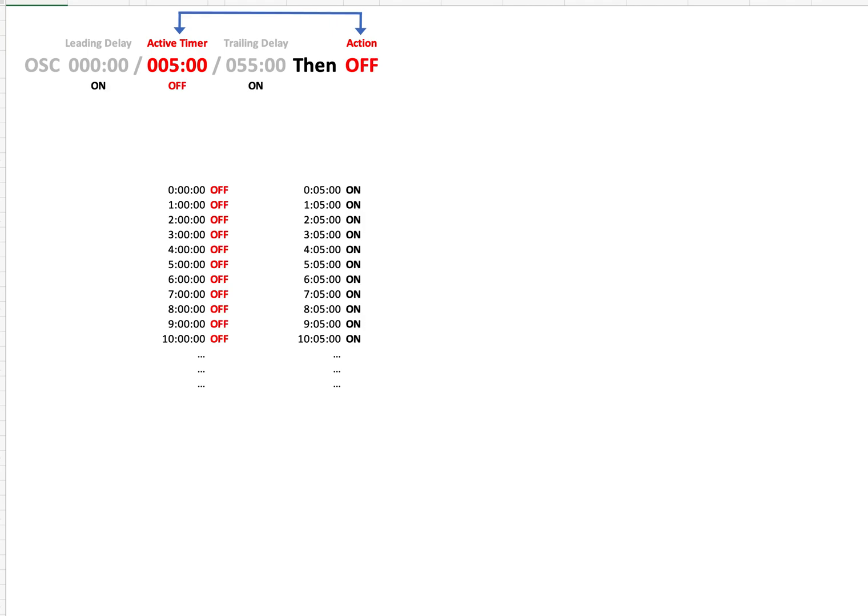If you tell OSC to turn the output off during the active timer, then the output will be on during the leading delay and trailing delay, but off during the active timer. So in this example, it's off for 5 minutes and on for 55 minutes each hour. OSC is most commonly used to turn on during the active timer, so that's what I'll use throughout the rest of this video.